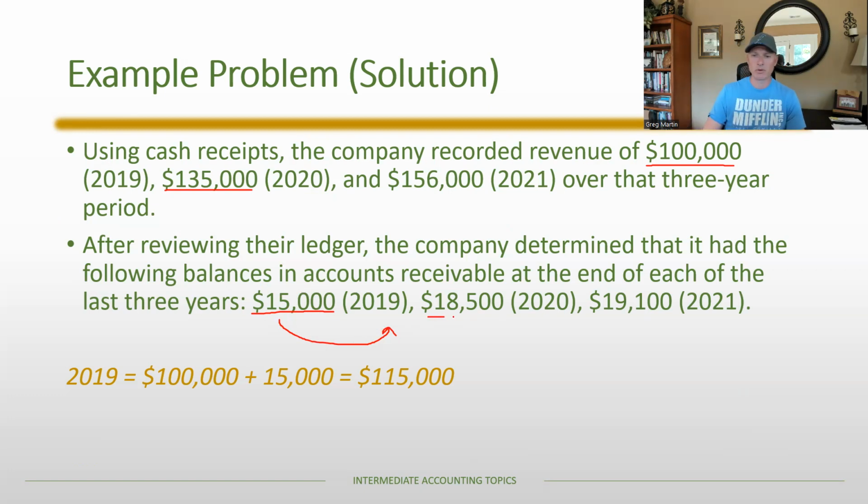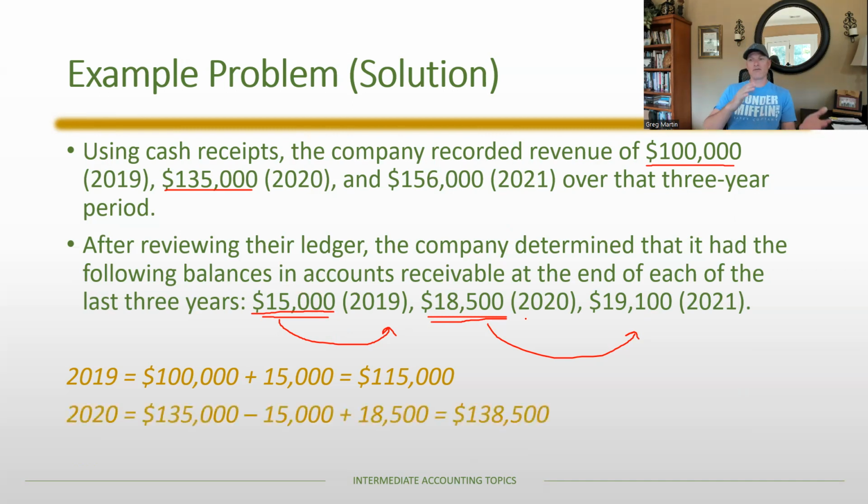At the same time, you have 18,500 that was recorded as a receivable in 2020, but it's likely going to be collected in 2021. So essentially there's this dual adjustment. The 135 includes this 15,000 that should not be accrual-based revenue. It also does not include 18,500 that should be included. So you subtract the 15 and then you add the 18.5. The accrual-based measure of revenue for 2020 would be 138,500.